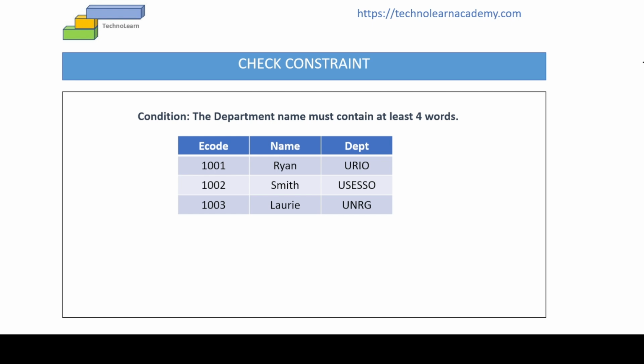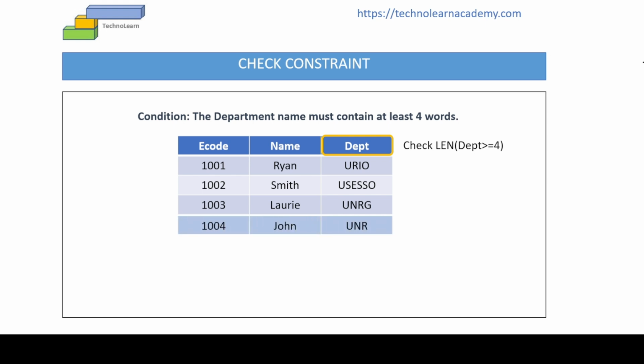In this table, we have to apply one condition that the department name must contain at least 4 words. In this table, we have 3 columns: e-code, name, and department. So we will apply a check constraint that the length of the department must be greater than or equal to 4. We can see that we have 3 records and the length of each record is greater than 4.